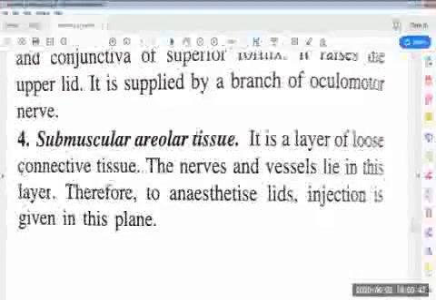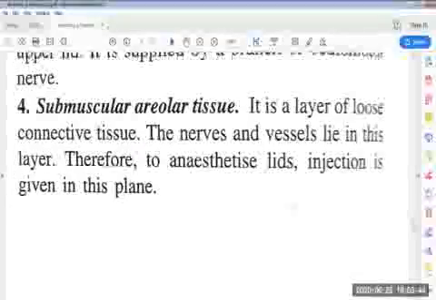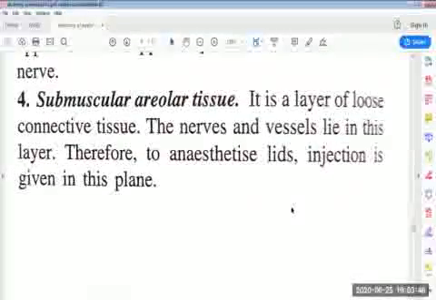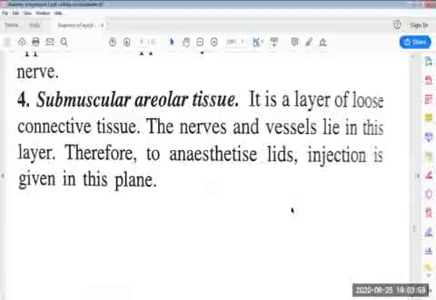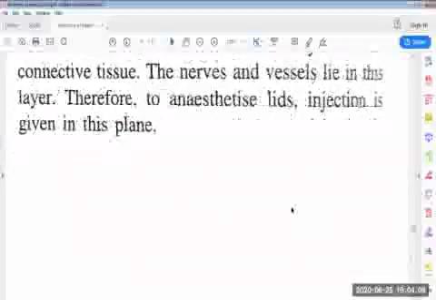Then the fourth layer in the eyelid is the submuscular areolar tissue. It is a layer of loose connective tissue, and the nerves and vessels lie in this layer. Therefore, to anesthetize lids, injection is given in this plane of submuscular areolar tissue, which is supplied by the nerves. It is anesthetized by the injection.